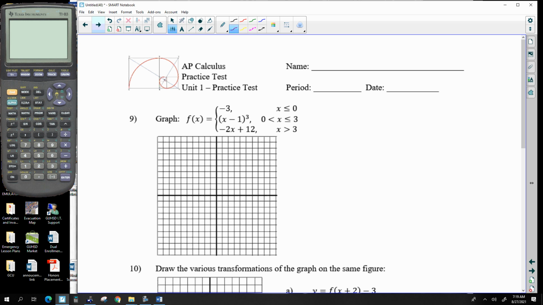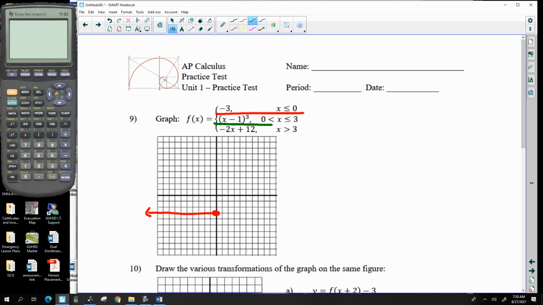Okay, here we have a piecewise graph. So I'll start with this very top equation. That is just a horizontal line at -3, but it only exists from 0 backwards. So 0 backwards, there you go.